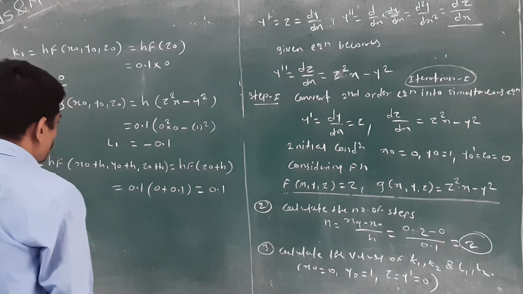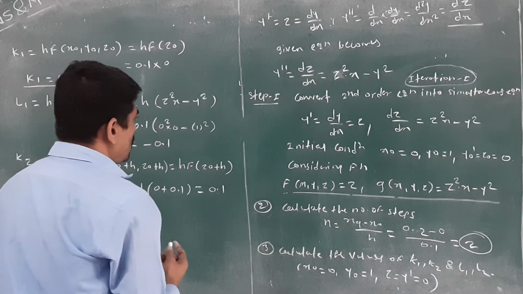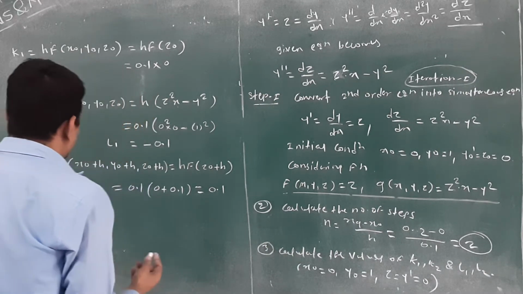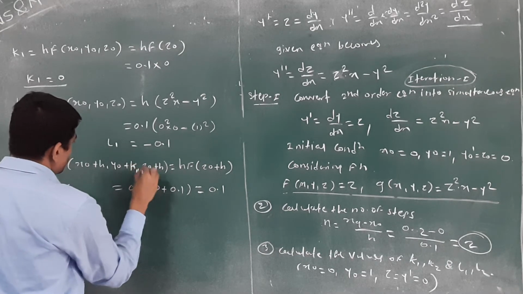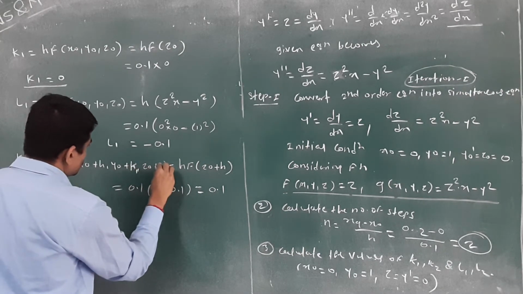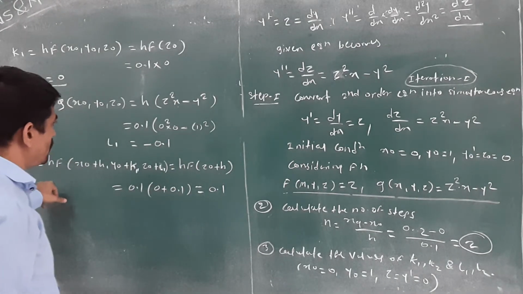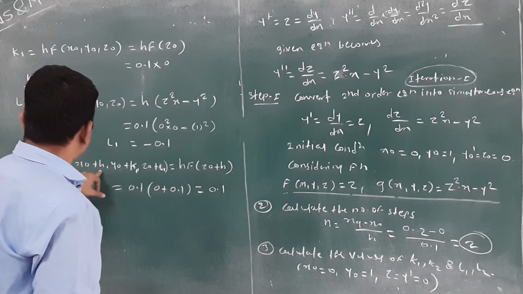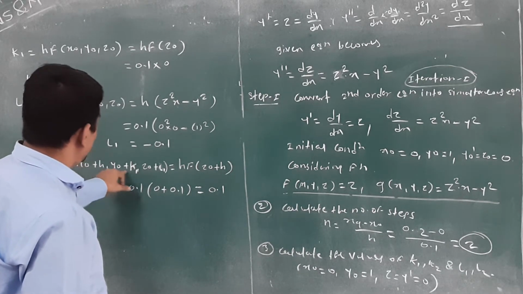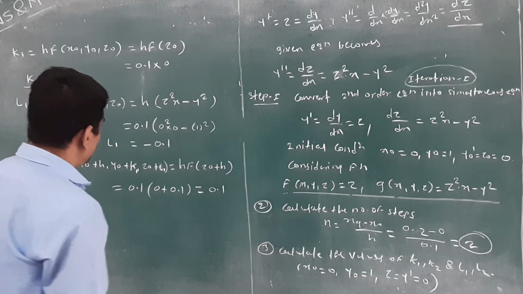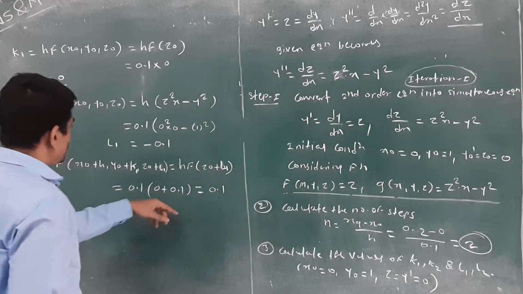K2 is equal to h f of x0 plus h, y0 plus k1, and z0 plus l1. To change this formula: k2 is equal to h f into x0 plus h, y0 plus k1, and z0 plus l1. L1 is there, not h. Okay, L1 is there. Remember that formula.